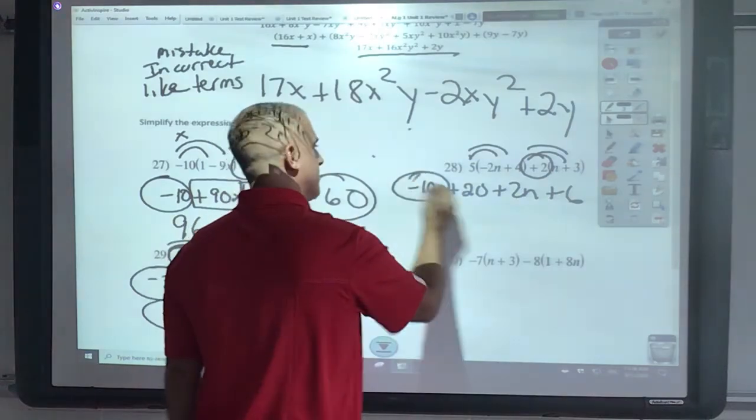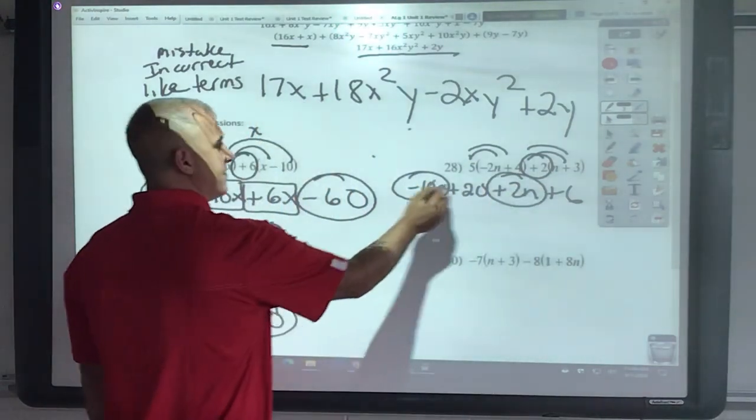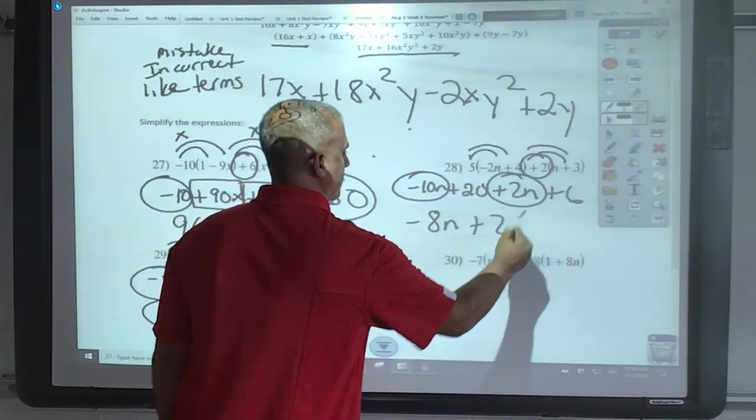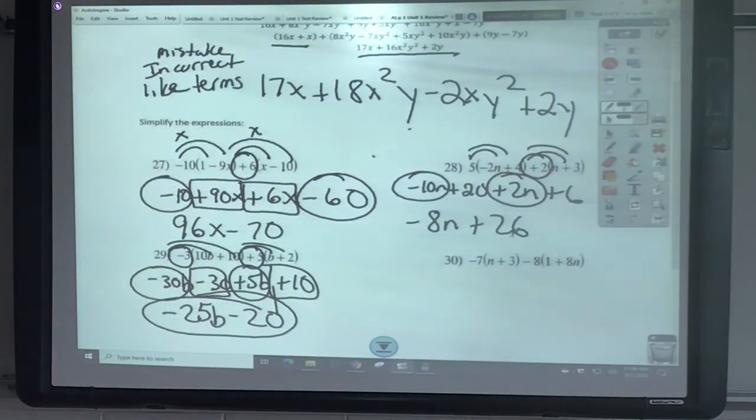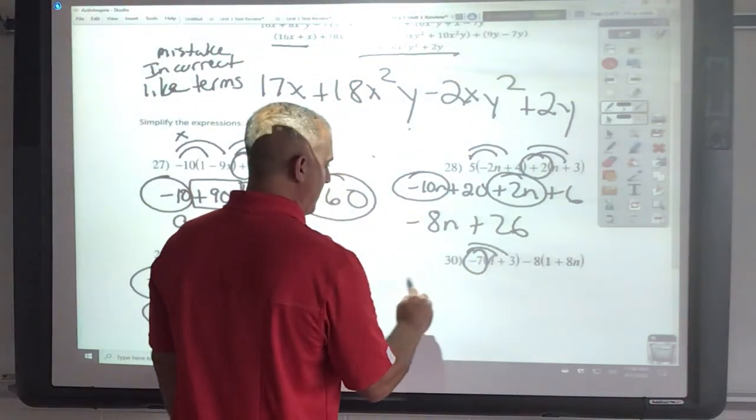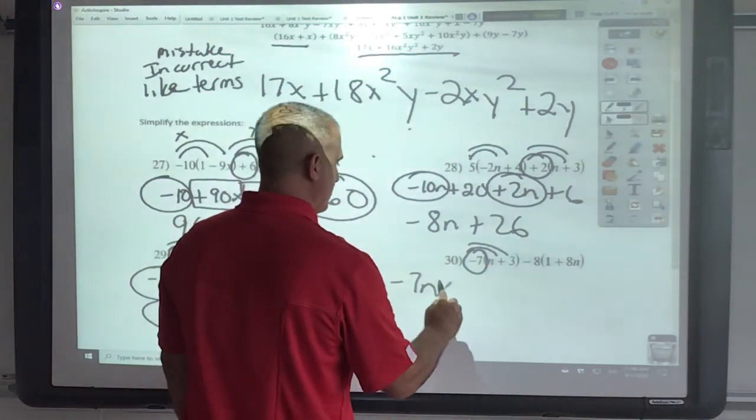Okay, so these would combine. Negative 10 plus 2 would be negative 8. 20 plus 6 would be 26. Okay, all right. This one, I take negative 7 times that would be negative 7n. Negative 7 times 3 would be negative 21.